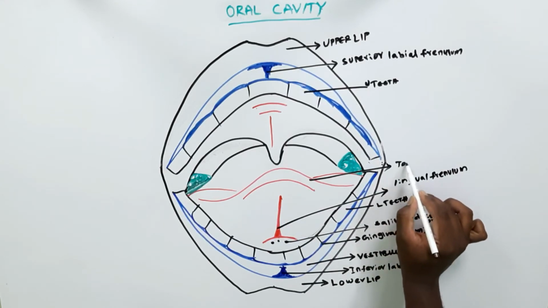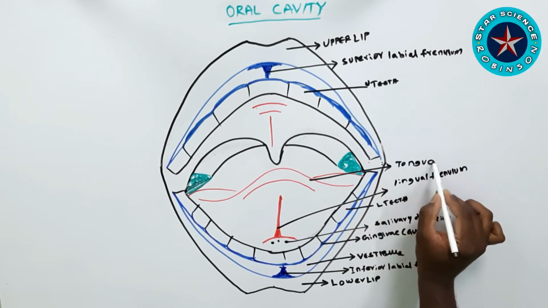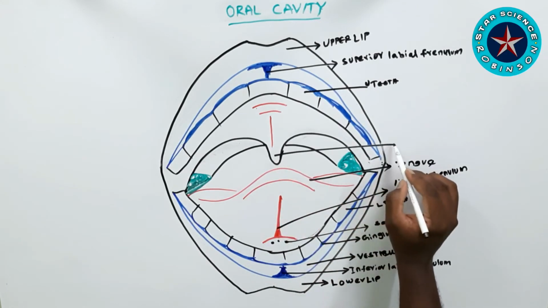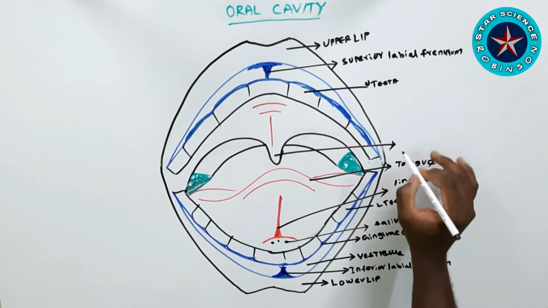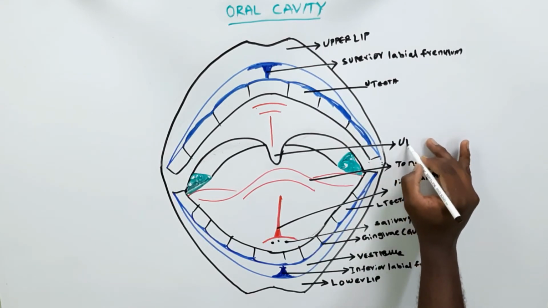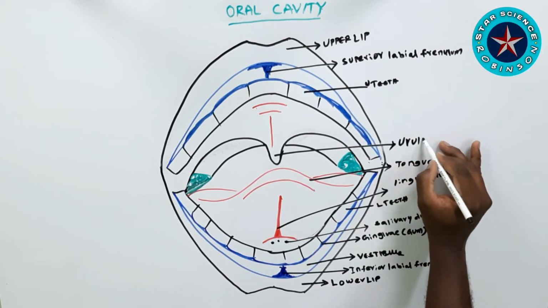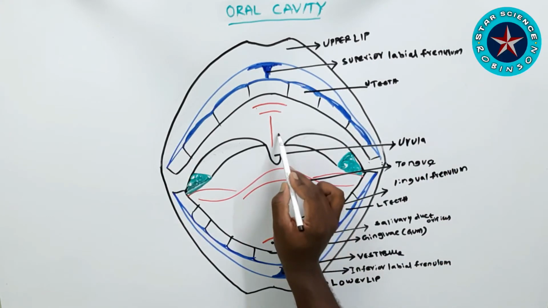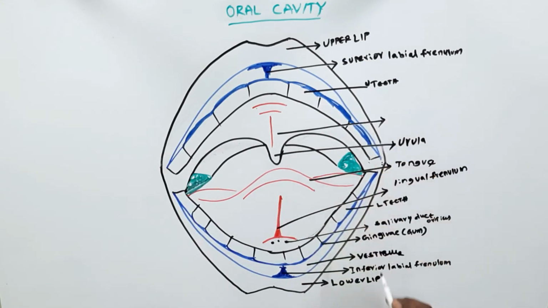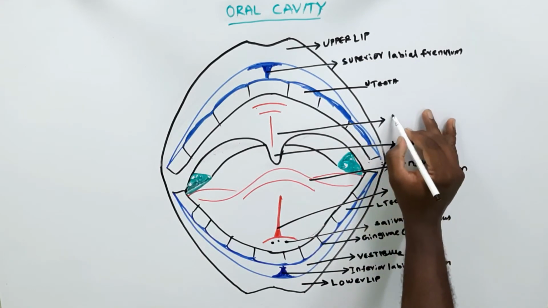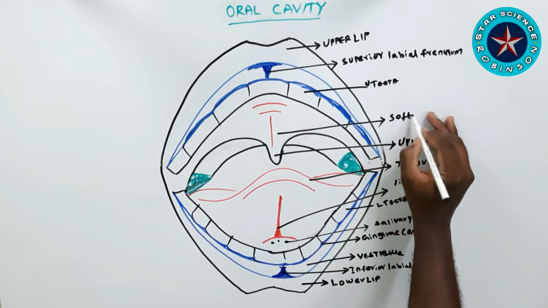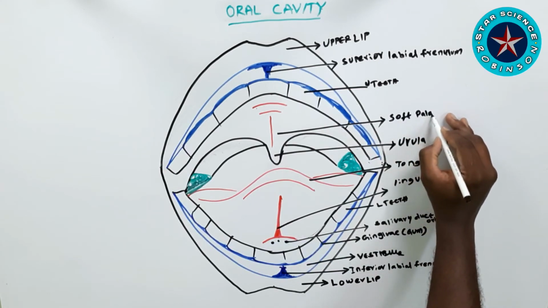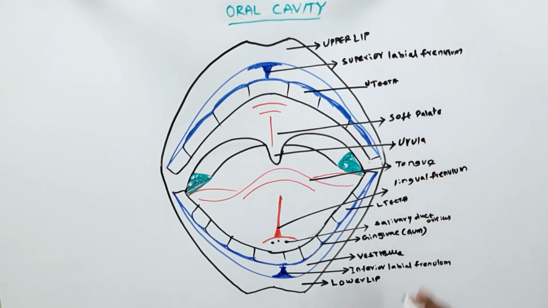And now we can see this is a tongue, and as I have given the name, these are the parts of our oral cavity. And now I'm naming this, also called the uvula, which hangs from the soft palate down into our oral cavity. And now I'm showing you, this is called the soft palate, which is present in the posterior portion of our oral cavity.